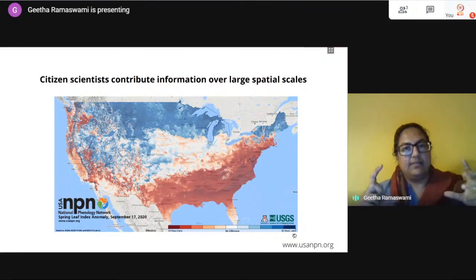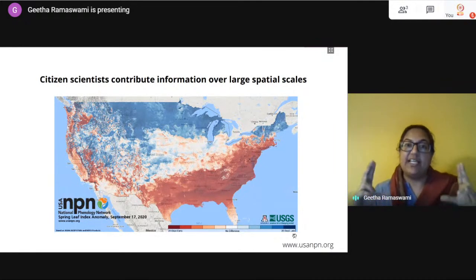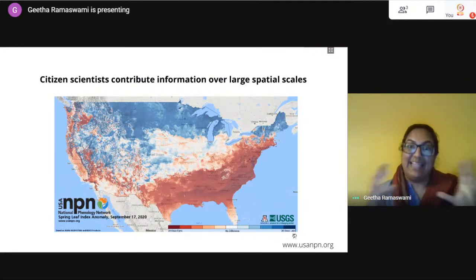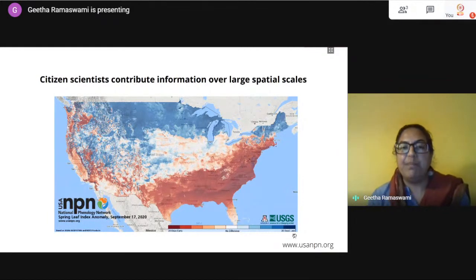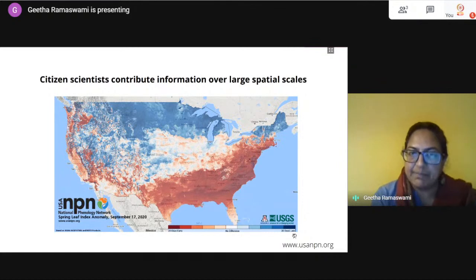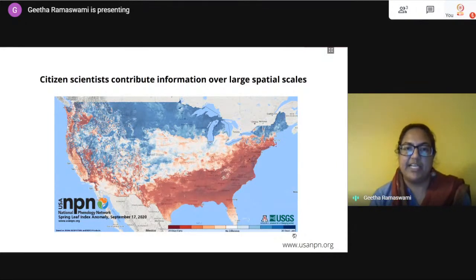Now, having information at this large scale also helps us understand how climate change affects these processes at that scale. So the 20 days early could then be determined to be caused by higher ambient temperatures or some alteration in the precipitation regime, etc. And this provides us valuable information on how phenology is changing over very large scales.